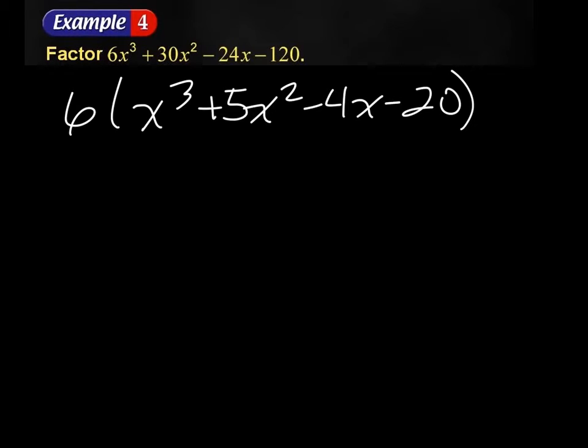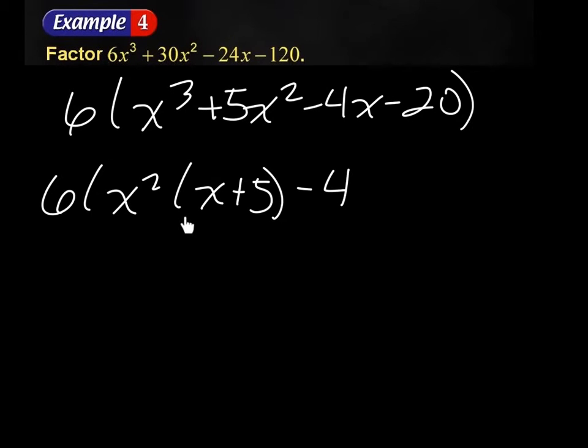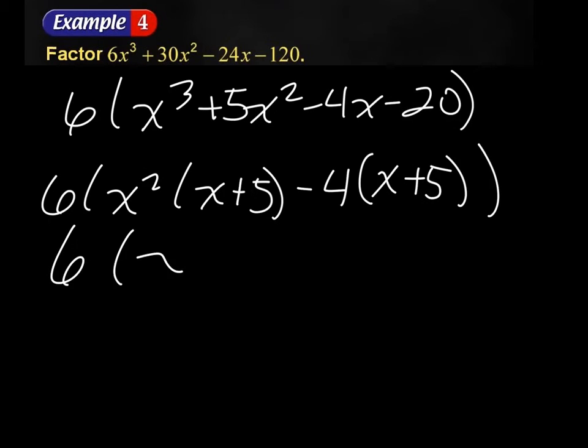Now I have 4 terms, so we go to factor by grouping as our method of choice with 4 terms. The greatest common factor of the first 2 terms is x squared, and then I have x plus 5. Next 2 terms, I could take out a 4, but I want to take out negative 4 because I know I want to get x plus 5. Negative 4x divided by negative 4 is x. Negative 20 divided by negative 4 is 5. And now the greatest common factor of the whole polynomial is x plus 5. So I have 6 times x plus 5 times x squared minus 4.